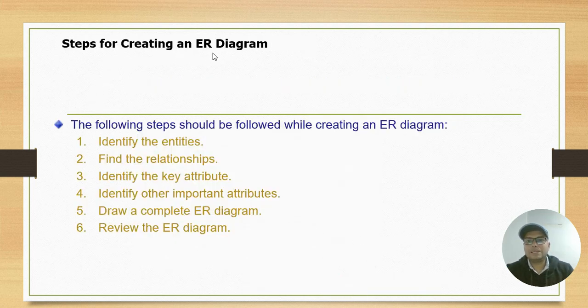Next, steps for creating an ER diagram, right? What do you mean by ER diagram? As I told you in the previous video, ER means entity relationship. So the following steps should be followed while creating an ER diagram. So as you can see, 6 steps are mentioned here. First one, identify the entities. We have to identify the number of entities regarding your project. Once we are creating a project, guys, first we have to identify the number of entities. Entity means number of tables in my project.